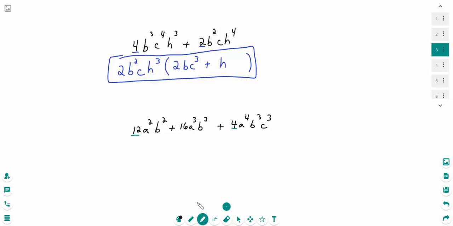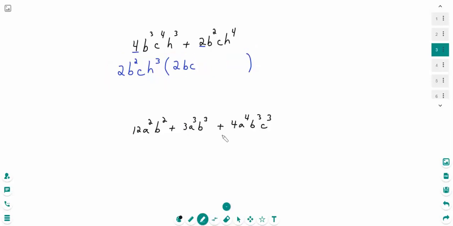Okay, so let's start with the 4. Okay, so we have a 12 and a 16. I better redo this completely.